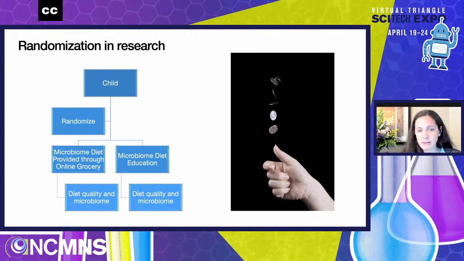So when they get randomized to the two groups, they get one of two things. One is they get the microbiome diet that I showed you guys that's provided through the Walmart subscription and the online grocery, so they actually get the food. And the other group, we teach them about the microbiome diet and make recommendations, but we let them go ahead and choose their own foods and find it on their own. So we can kind of see what happens in these two different groups. And we're going to do that for 4 weeks with all of these 40 families.